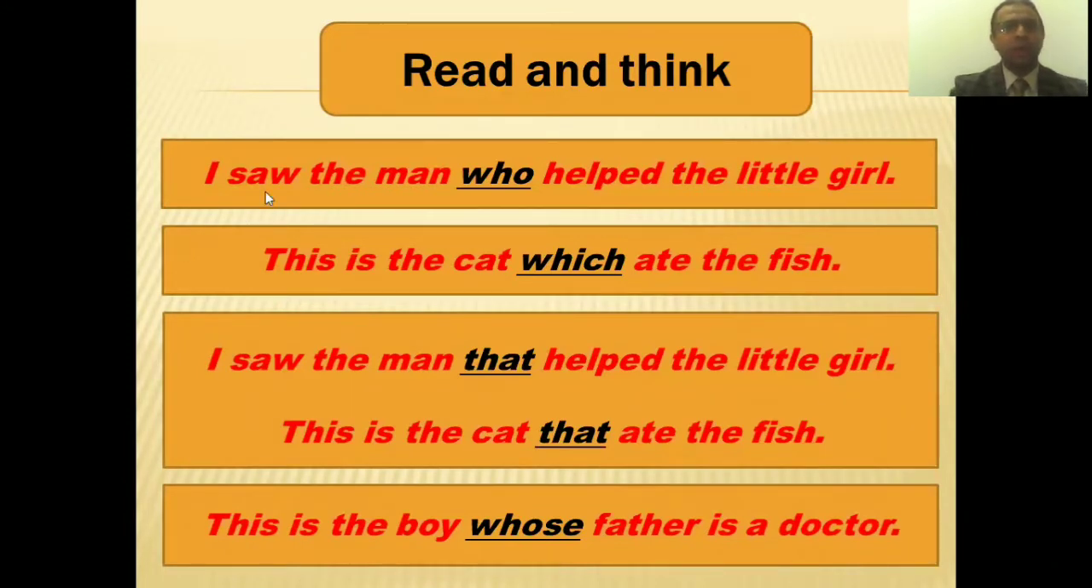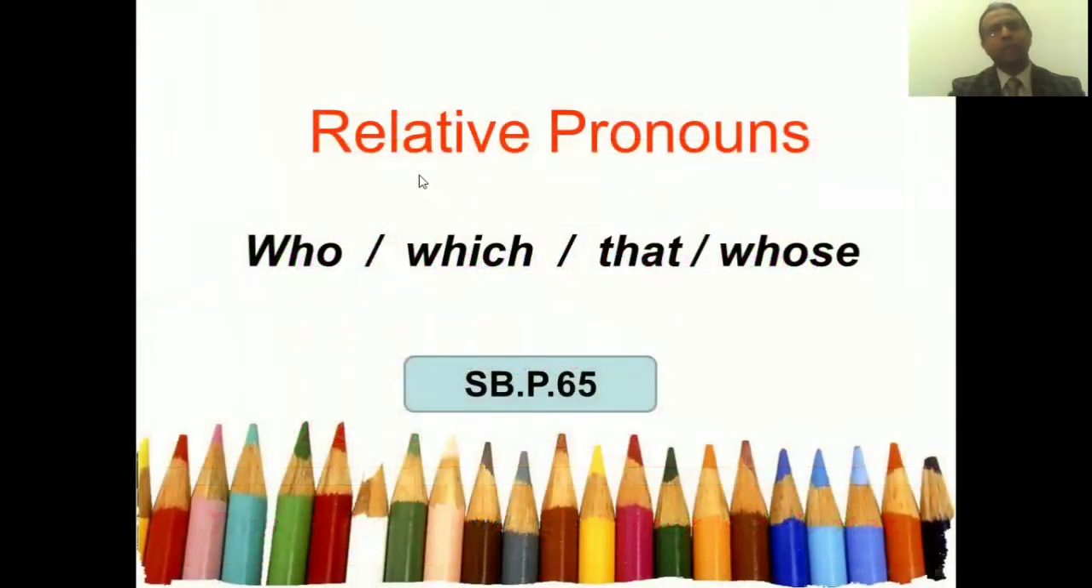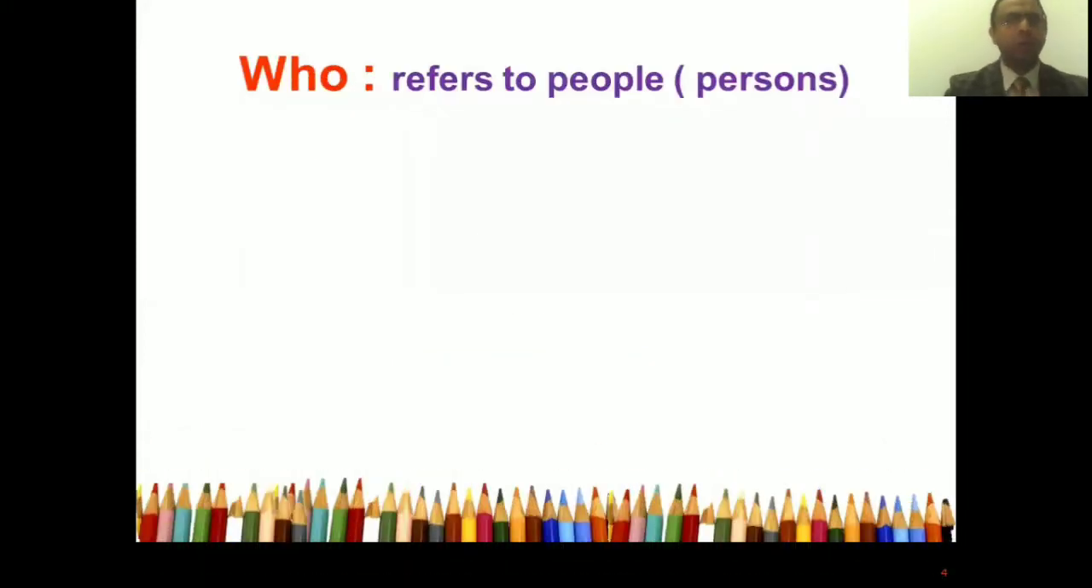Let's think about the rule that we are going to talk about today. Today we are going to talk about relative pronouns: who, which, that, and whose. Number 1, who. Who refers to people or persons. So when I want to talk about people or persons, I use who.